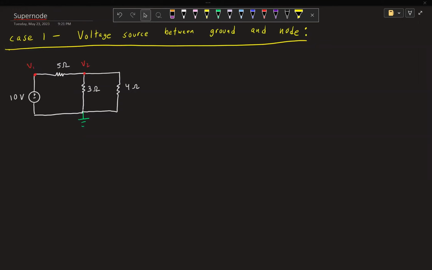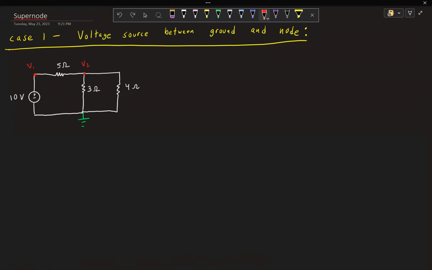In this video, I'm going to go over the concept of supernodes in relation to nodal analysis. So there are two cases relevant to supernodes. The first case is when you have a voltage source between ground and a voltage node. So here you can see there's this voltage source right here, and it's connected between this nodal voltage V1 and the ground.